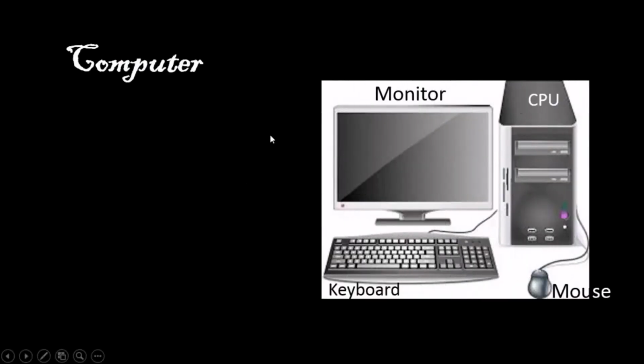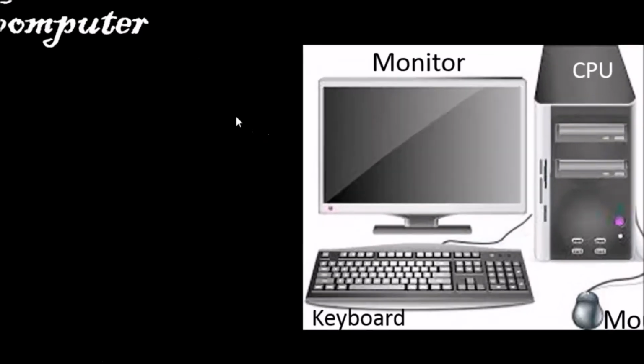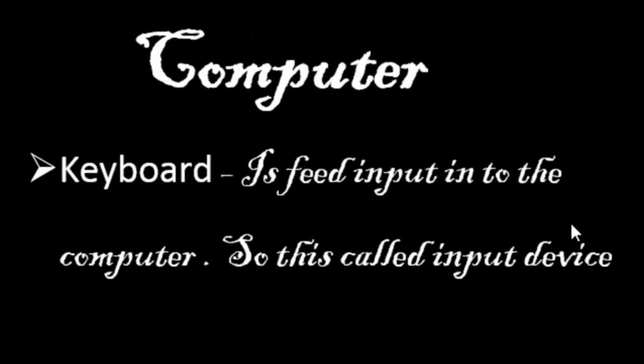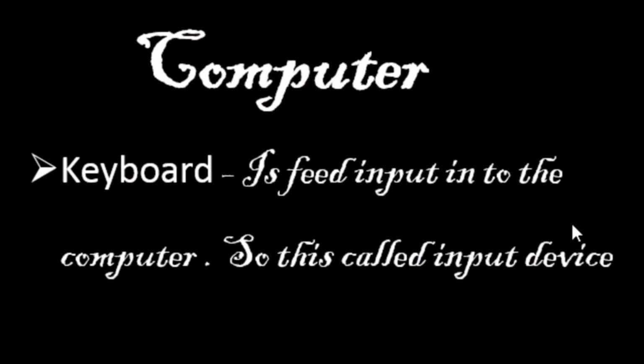In a computer, we can connect more than one peripheral device. We will see about these devices. The first one is the keyboard. The keyboard is used to feed input to the computer, so this is called an input device. The device used to feed information to the computer is called the keyboard. Through the keyboard we can type.